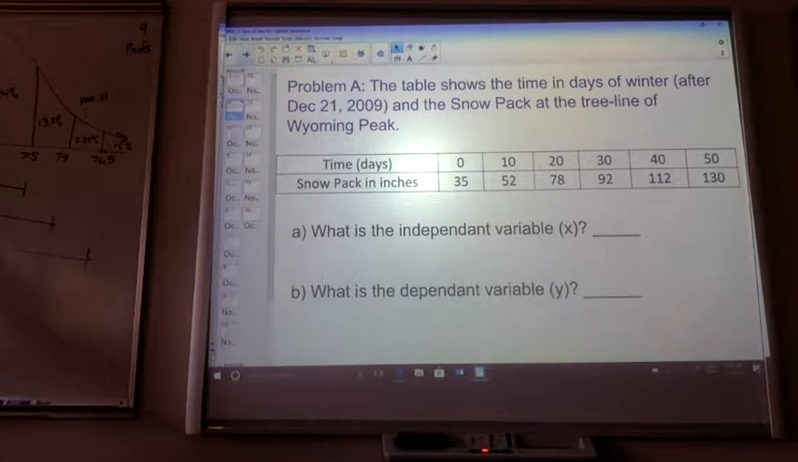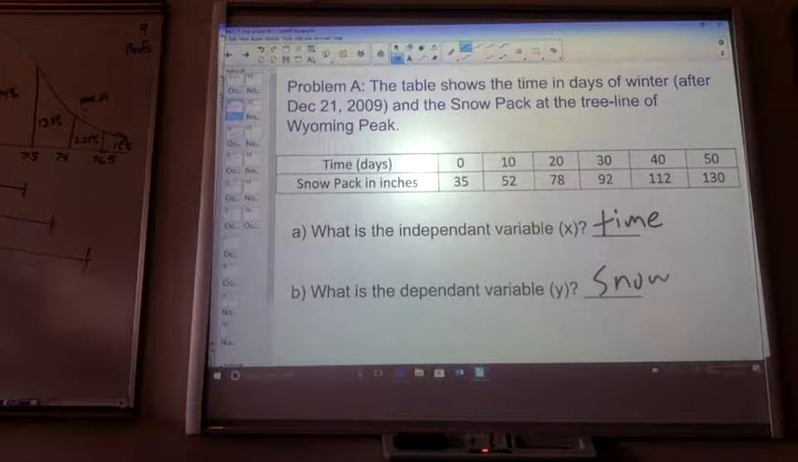What is the independent variable, x, and what is the dependent variable, y? What do you think? What would our x value be? Time. What would our y value, our dependent, be? Snow. Okay, and it happens to be in inches. Time in days, so you could list that, hey, this is time in days. Snowpack in inches, the double tick mark could mean inches. Okay?